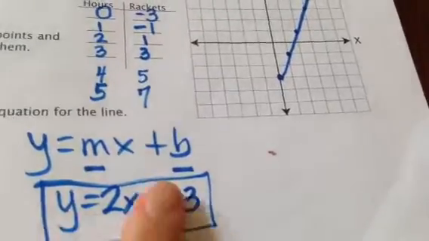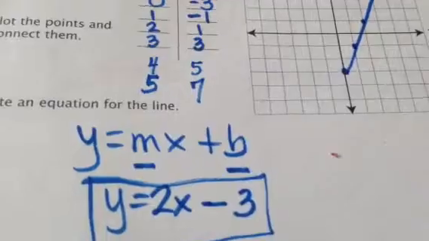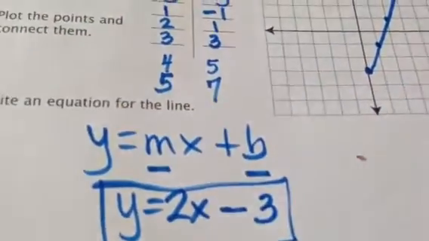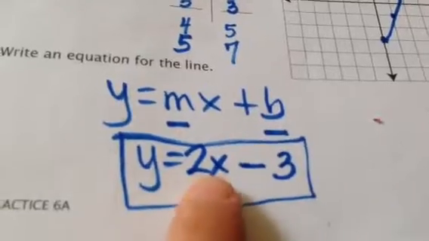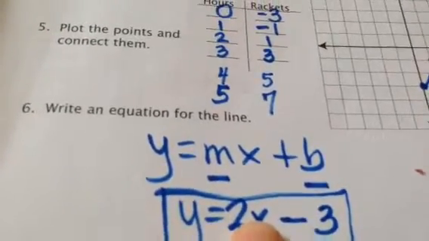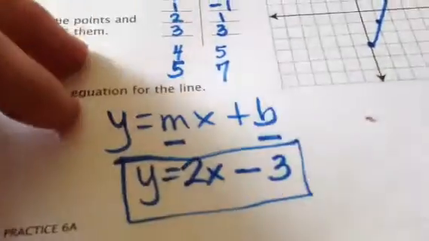This equation is nice, so you don't have to do this little t-chart. Because what if I said, what did he get after 100 hours? You wouldn't want to go and do this little t-chart all the way through 100. It'd be a lot easier just to plug in 100 right there and be like, oh, 2 times 100 is 200 minus 3. You know, 197 rackets is what he would have at that point. I think he needs to learn how to do it just a little faster.